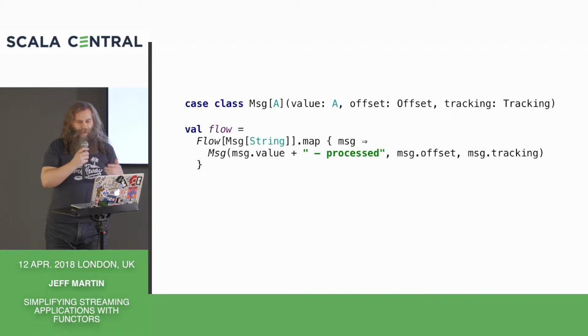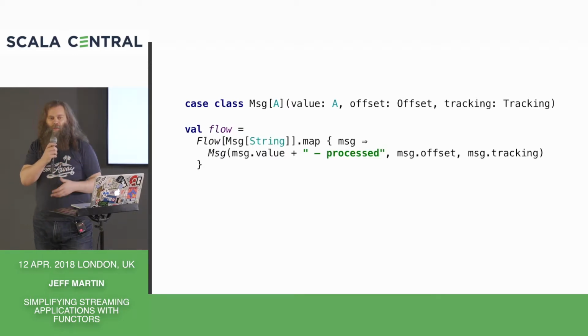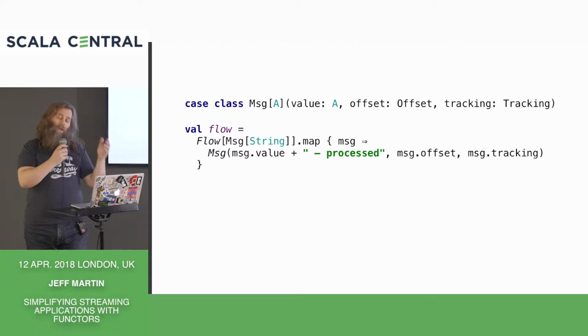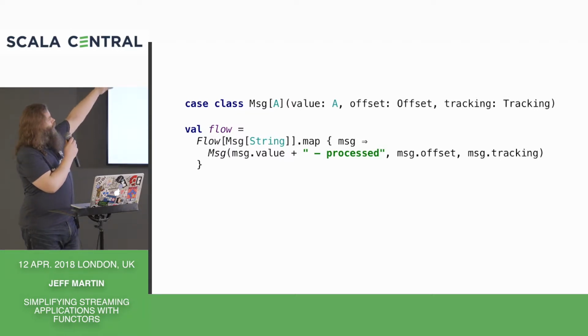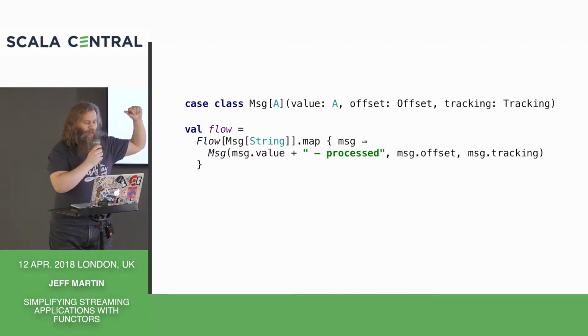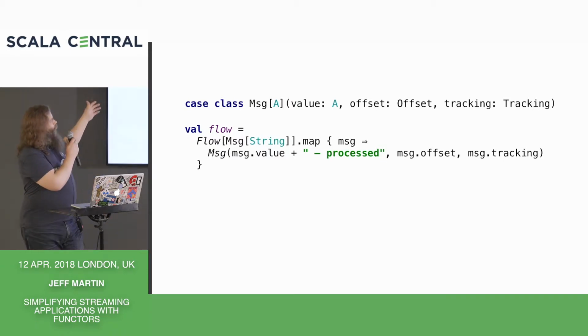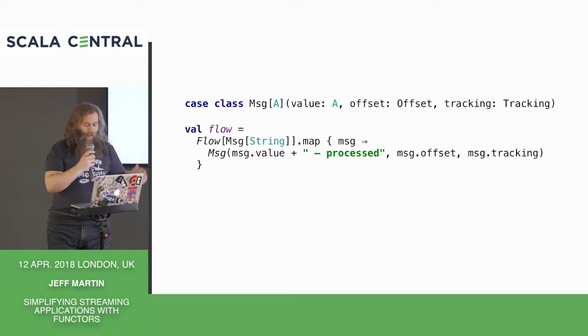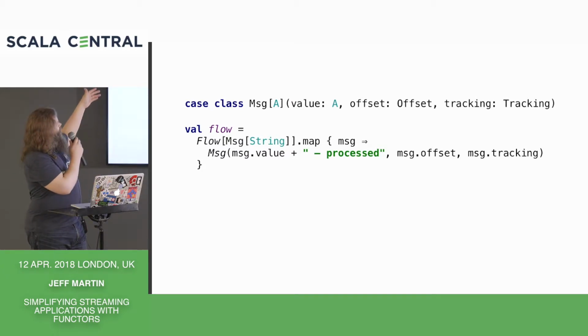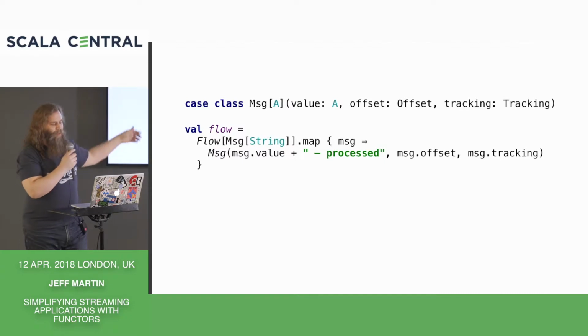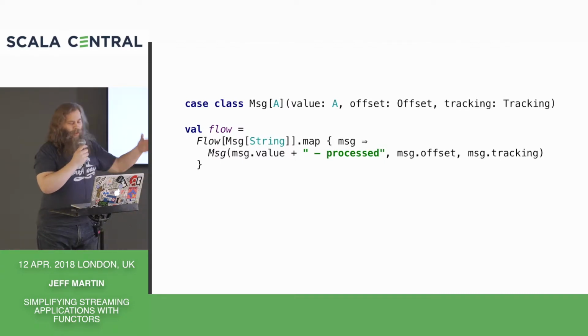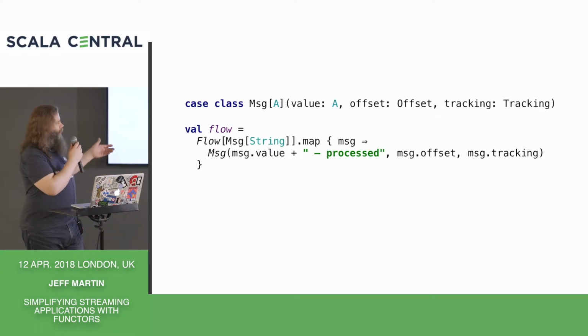And if we're actually implementing a flow in Akka, what we're going to be doing is defining a flow which takes a message, in this case a message of type string. We're processing it by appending the word process to it. But what you can see here is that we actually have a mixture. We're exposing the value, which is our business data, and we're exposing this offset and tracking metadata.